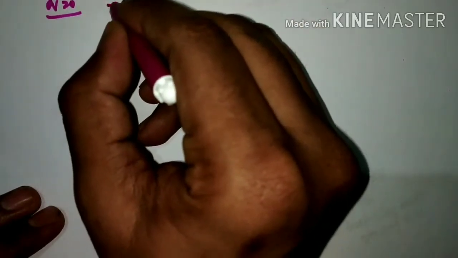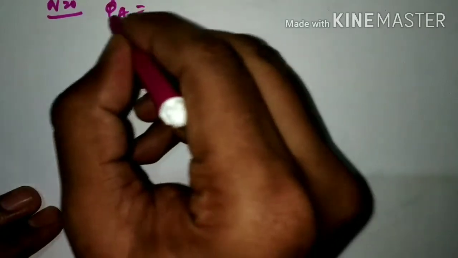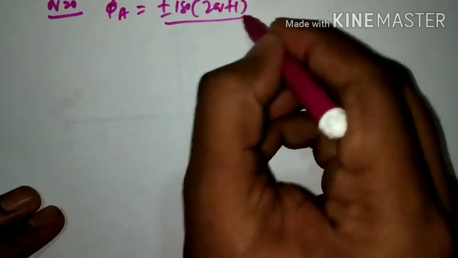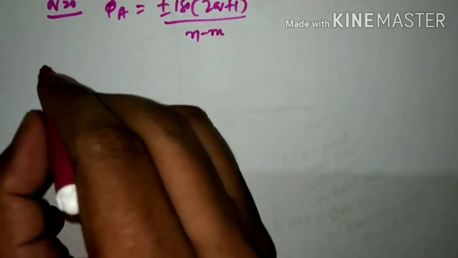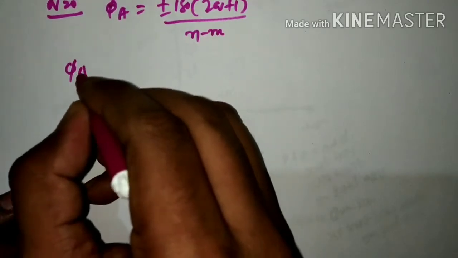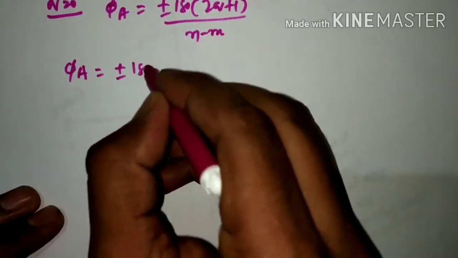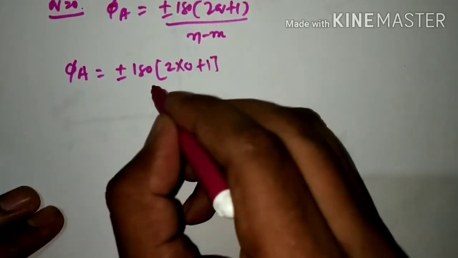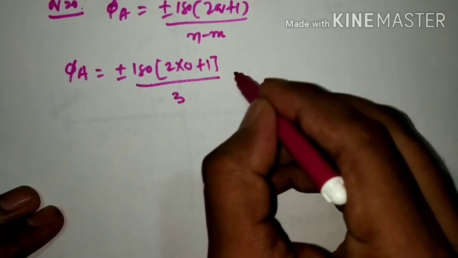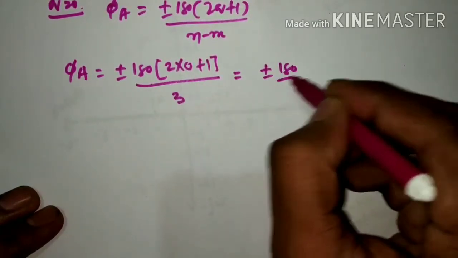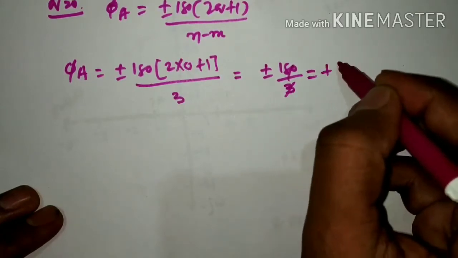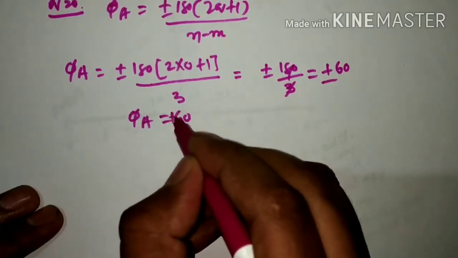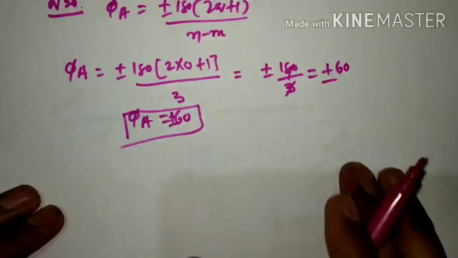So phi a is equal to plus or minus 180 times (2q plus 1) by (n minus m). When q is equal to 0, what is phi a? Phi a is equal to plus or minus 180 times, q is equal to 0, so 0 plus 1, by n minus m, which is 3. So plus or minus 180 by 3. How much do you get? Plus or minus 60 degrees. Therefore phi a is equal to plus or minus 60 degrees when q is equal to 0.